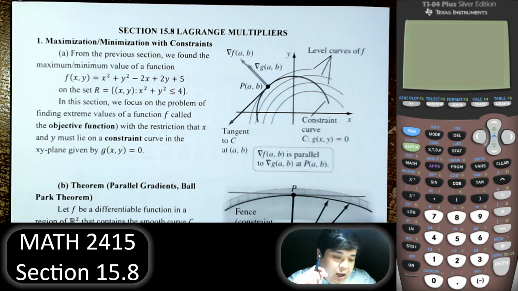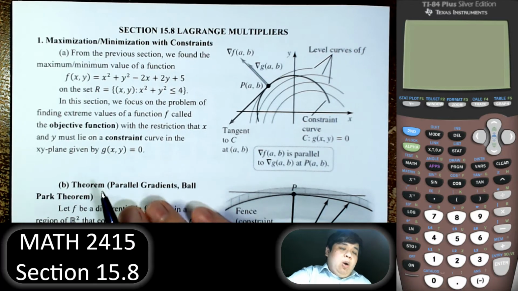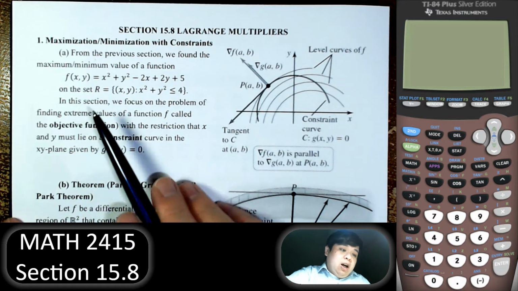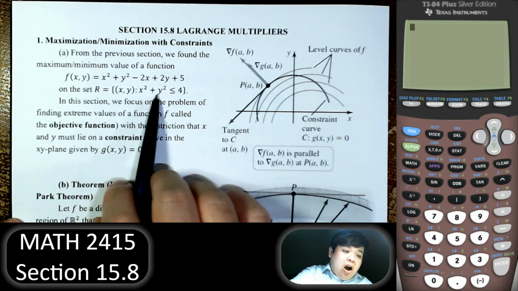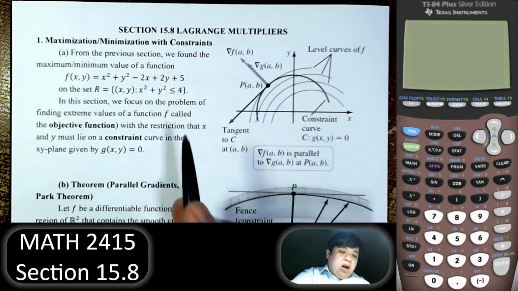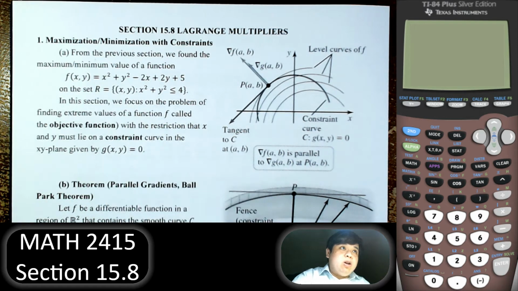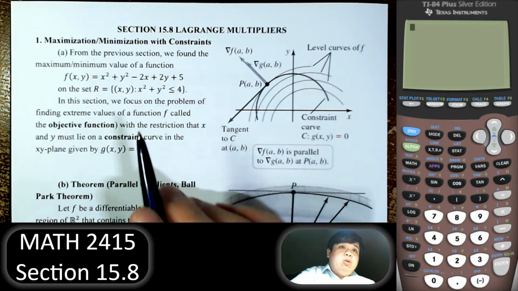Hi everybody, welcome to another video in Calculus 3, section 15.8, Lagrange Multipliers. What we do now, we'll still find the maximum and minimum, but not on a closed region like this. What we focus on is the constraint, meaning that it's only on the boundaries.